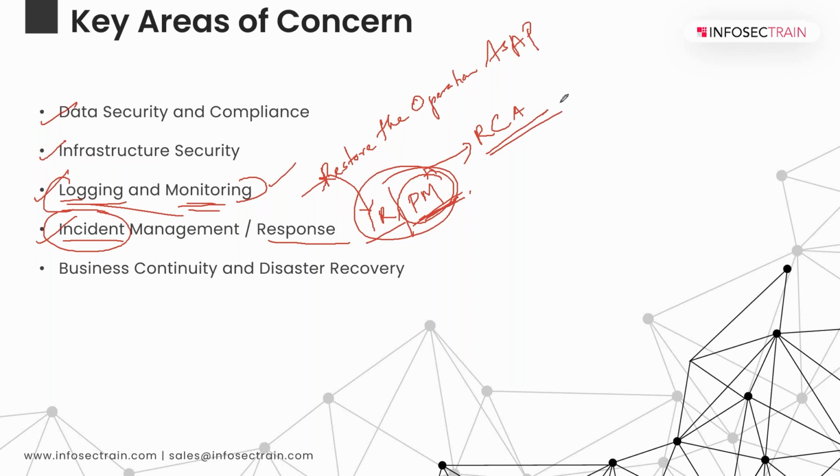So I'm talking about incident management. So basically what happens there, team? I am trying to fix the issue and make sure you can restore the operation. Let me give you an example. Let's say in 2019, you're having a ransomware attack.